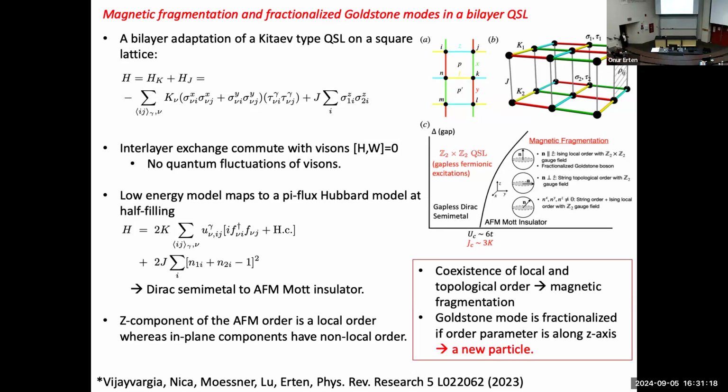So in the experiment, you cannot really create one of them. You have to create pairs of them. And therefore, even though you have local order, you will not have something like a magnon dispersion. You will have a continuum of excitations.